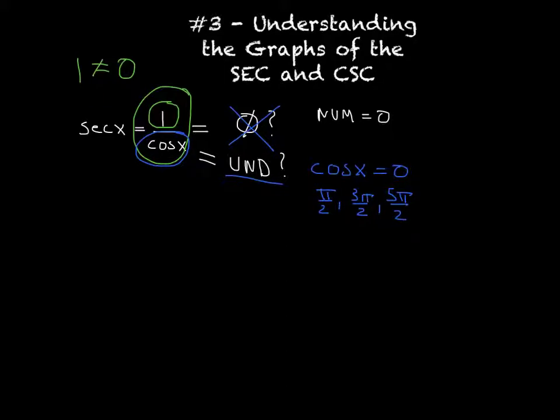Now, let's see if we can figure out what the basic shape of this is. Well, this is kind of cool. All right. In order to get the shape of the secant graph, all you really need to know how to do is memorize the shape of the cosine graph. So let me draw the cosine graph for you.